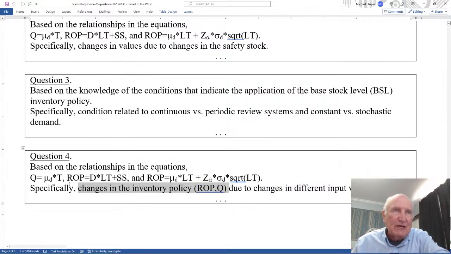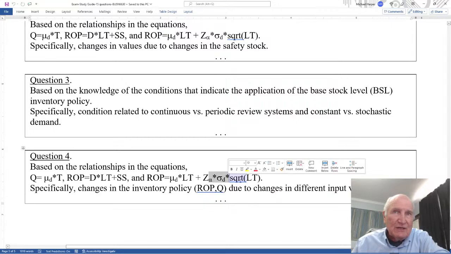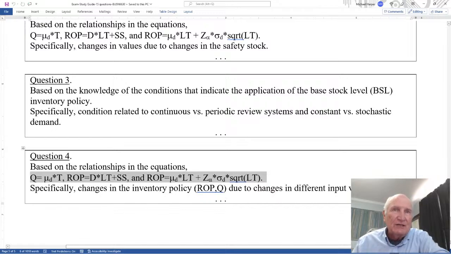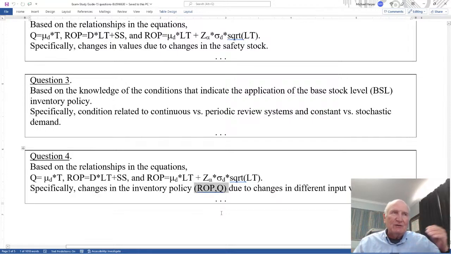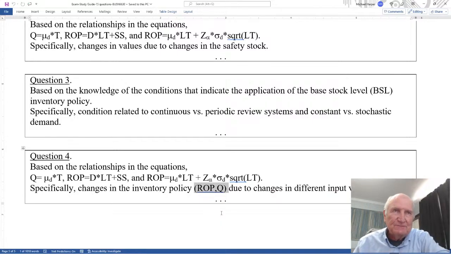In other words, I could change the mean here. I could change the lead time here. I could change the Z value or the sigma. I could change the alpha here, the stock out level. I could change anything. Just if I change one of these things here, then how does it change the inventory policy? So this is the last question. So therefore, you have to understand the relationship between all these equations when one thing begins to change.